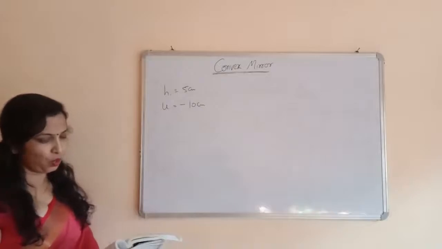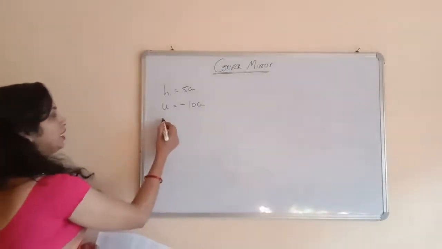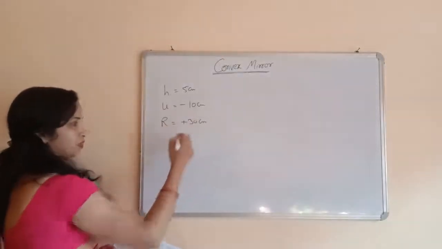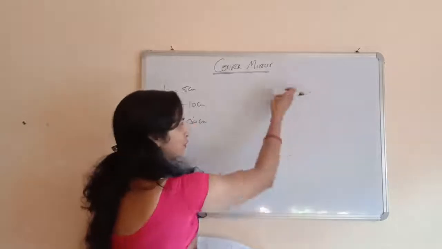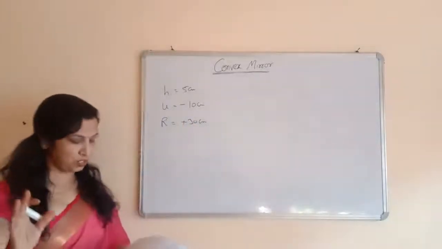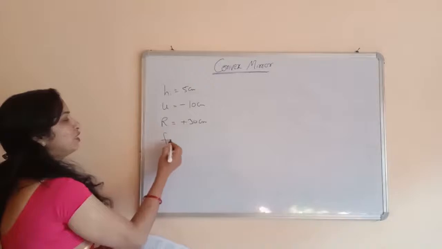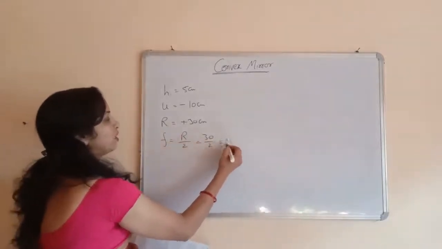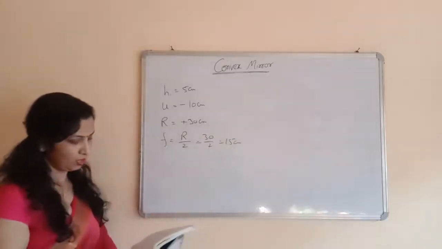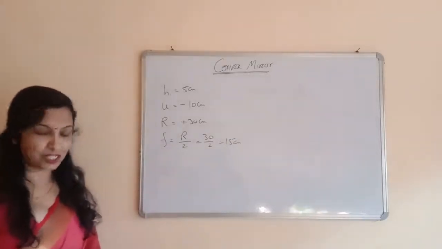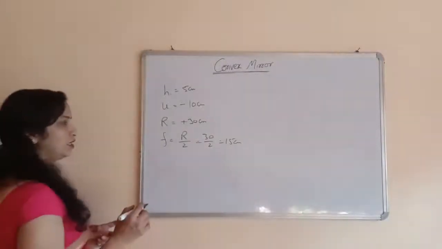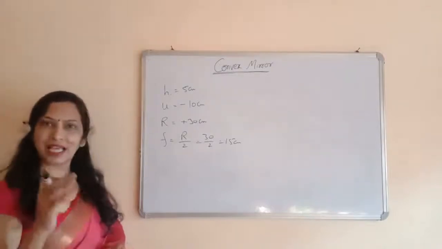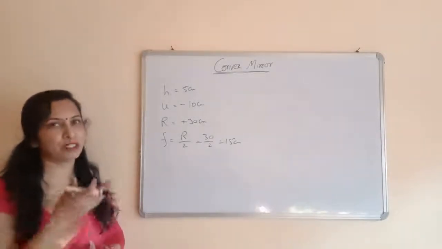The convex mirror has radius of curvature 30 cm. Radius of curvature is represented by r. It is plus 30 cm because the r is towards this side of the mirror, so it will be positive. By this r we can find the focal length. Focal length is half of the radius of curvature, 30/2, it will be 15 cm. Find the nature, position and size of the image. Nature means is it virtual or real? Size means h2 and position means where the image is formed.